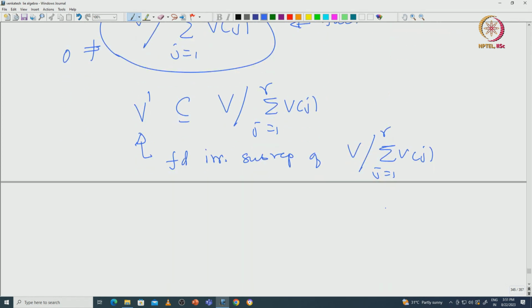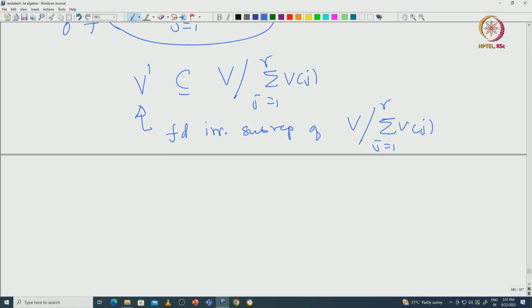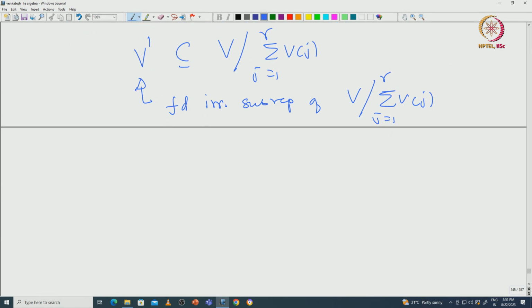Okay. Now, you know how this capital V dash should look. This V dash is definitely generated by some maximal vector, call that maximal vector v bar. So, v bar inside V dash is a maximal vector. So, x v bar is 0 and h v bar is given by some p times v bar, where p comes from some Z plus.